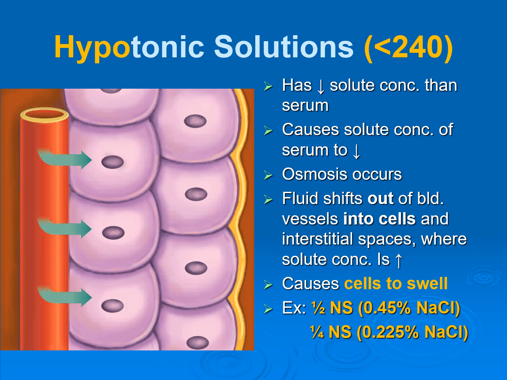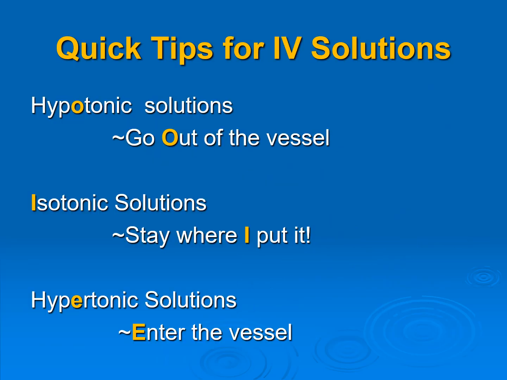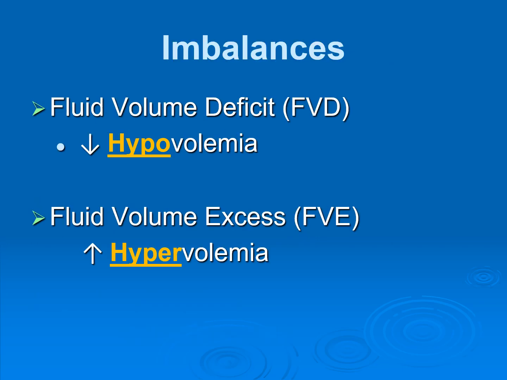Hypotonic solutions. And I say it like that in my head every single time. Hypo, so you're thinking lots of cells swell. Has decreased solute concentration than the serum. Causes solute concentration of serum to decrease and osmosis occurs. Fluid shifts out of the blood vessels into the cell, and interstitial spaces where solution concentration is higher. So this is your half normal saline or a quarter saline. So a reminder, hypotonic, you want to go out of the vessel. Isotonic, stay where I put it. And hypertonic, with the E, enter the vessel. I like those little quick tips when you're trying to remember.